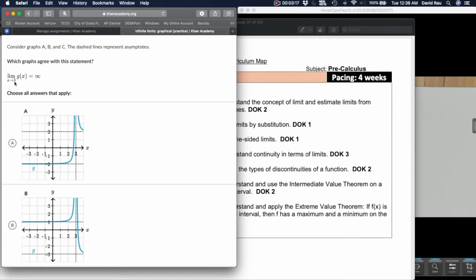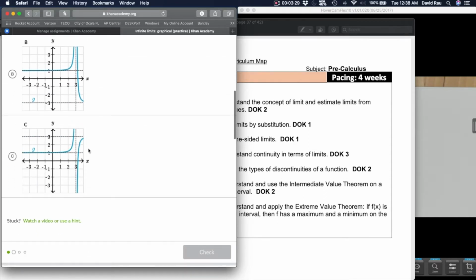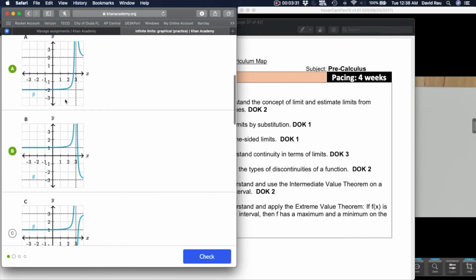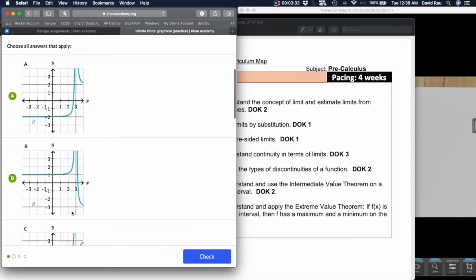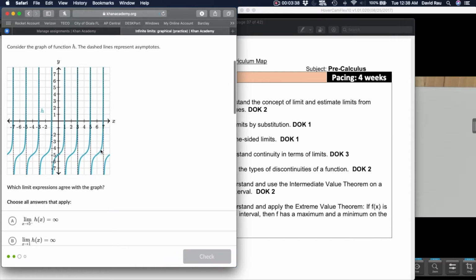As I approach 3 in general, which one approaches infinity? Well, again, 3, now the left and the right are both going up, positive, so yes. What about this one? Left and right, yes, both going up. Left goes up, right goes down, so don't select C. So should select A and B, don't select C, and well, I guess I'll finish this up.